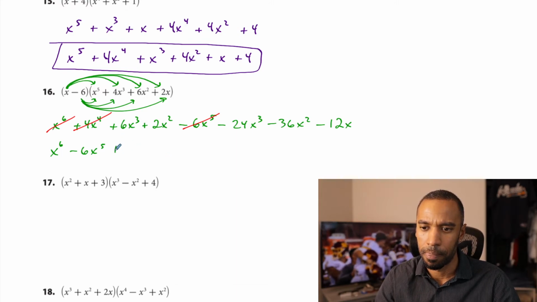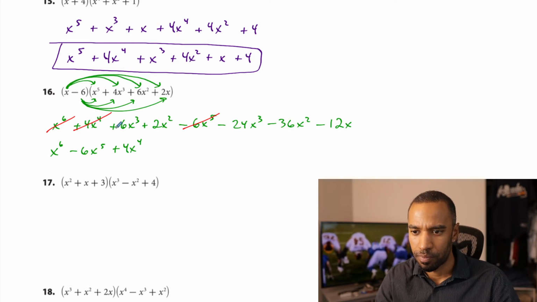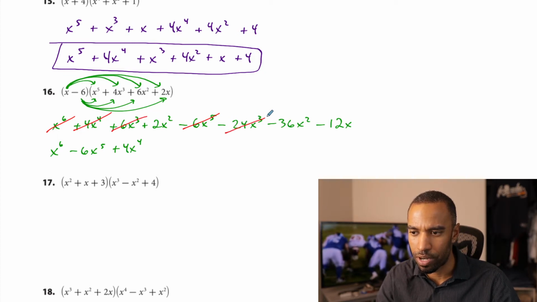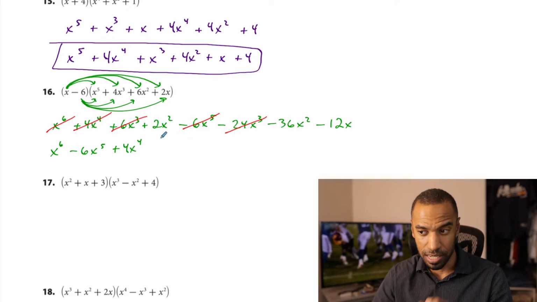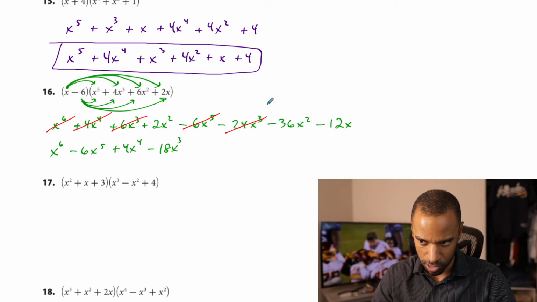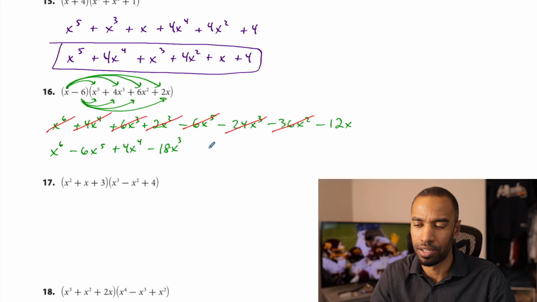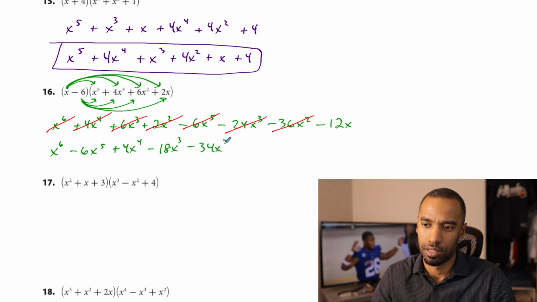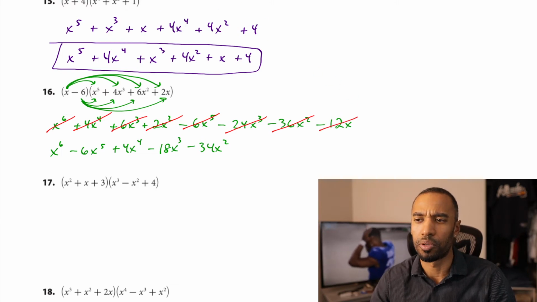Nothing's combined yet, which means there's a lot more to combine down the line. 6x cubed minus 24x cubed. That's going to give me negative 18x cubed. Now let's look for the x squareds. 2x squared minus 36x squared is negative 34x squared. And then minus 12x.